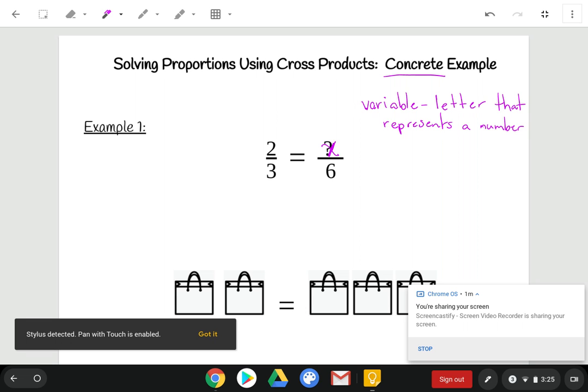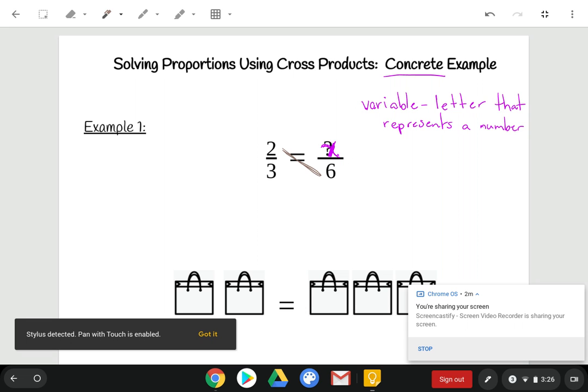But anyway, I'm going to replace that question mark with an X, and I'm just going to write an X on top of it. Okay, so I have the proportion 2/3 is equal to X over 6. So I want to know what X is equal to. Well, we just talked about using cross products, and we said that if ratios are equal or proportional, their cross products will be equal. So I'm going to draw a cross right here.